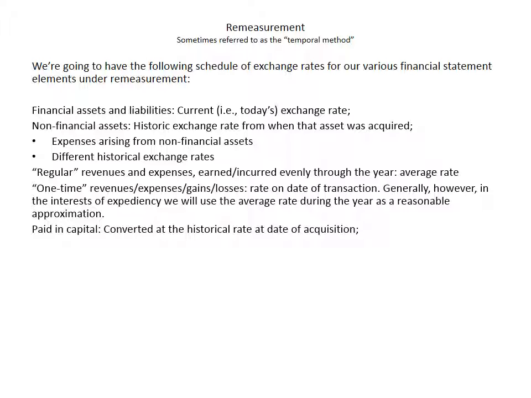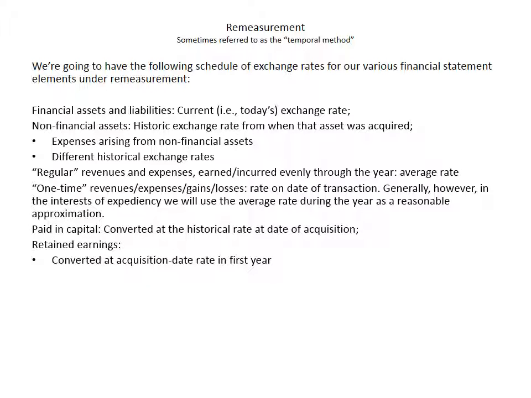Our paid-in capital accounts, common stock, preferred stock, additional paid-in capital, are going to be converted at the historical rate from the date of acquisition. And so again, if we acquire a subsidiary on January 1st, 2014 at $1.40 per euro, the $1.40 per euro rate will be used henceforth to convert common stock, preferred stock, additional paid-in capital, and so on.